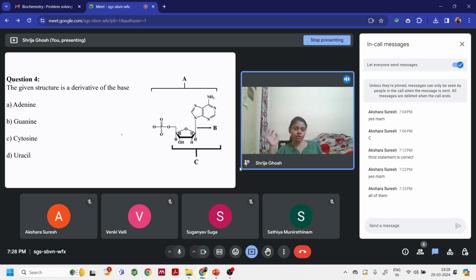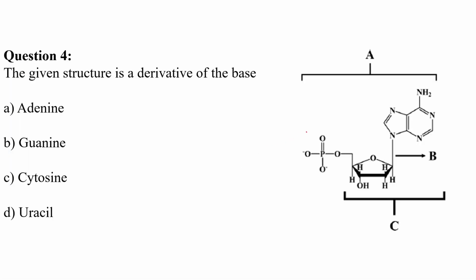Come on, we have already gone through nucleic acid. We have discussed the structures of nucleobases, what are nucleoside, nucleotide. So you should be able to answer this question. Nobody? The correct answer is adenine. So the structure is derived from adenine.